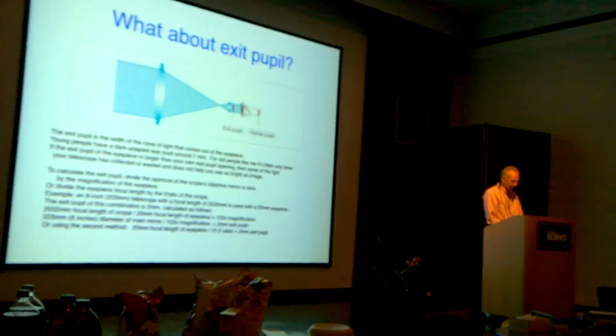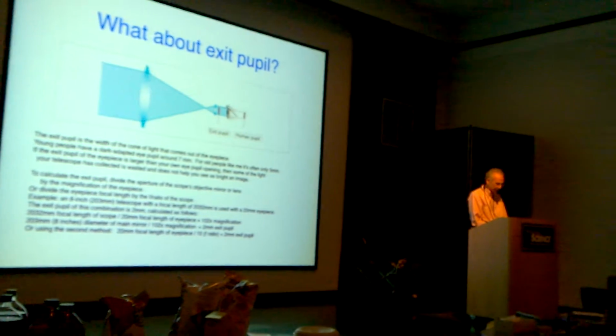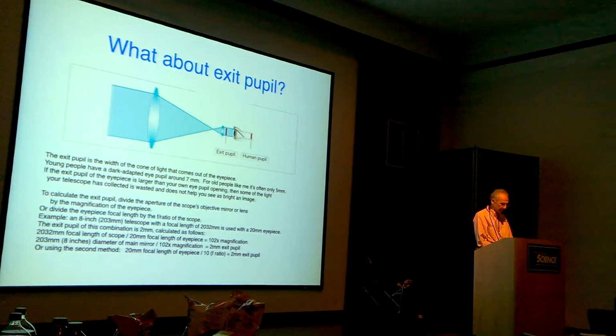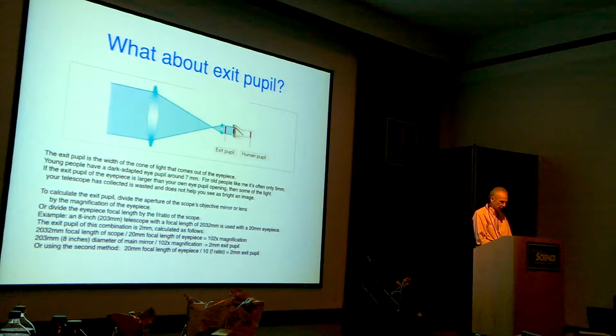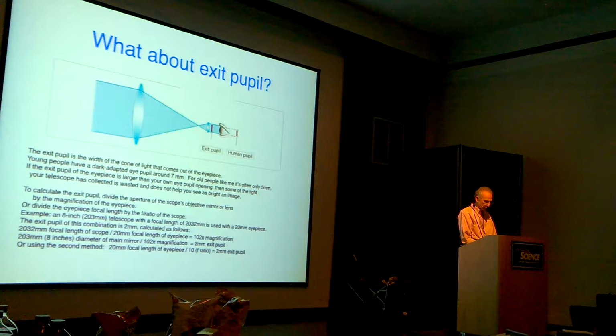To calculate the exit pupil, divide the aperture of the scope's objective mirror or lens by the magnification of the eyepiece, or you can divide the eyepiece focal length by the F ratio of the scope. An example, in my 8-inch scope, 203 millimeters is 8 inches. With a focal length of 2,032 millimeters, you put in a 20 millimeter eyepiece, the exit pupil of this combination is 2 millimeters, which you can calculate two different ways.